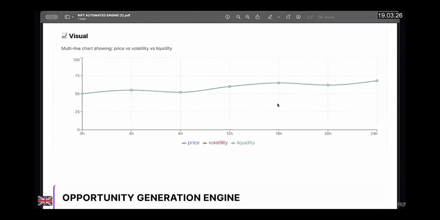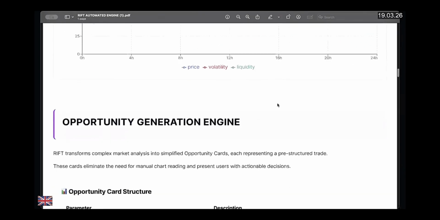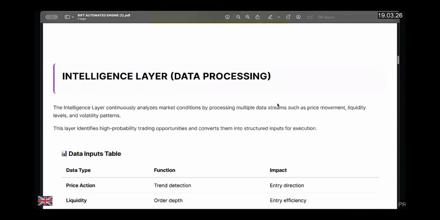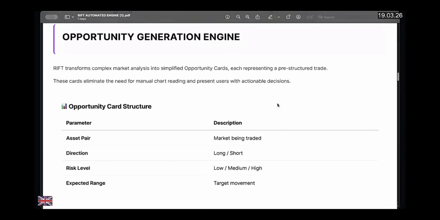So price, volatility, liquidity of the market, everything is being analyzed by the intelligence layer of Rift. Then comes the opportunity generation engine. The opportunity generation engine details the opportunity cards that you see, which look at market pair, market direction, risk level, and the expected range that a particular asset can move in. It converts the complex analysis into a simple card that you as a retail user can see, visualize and act on very fast.